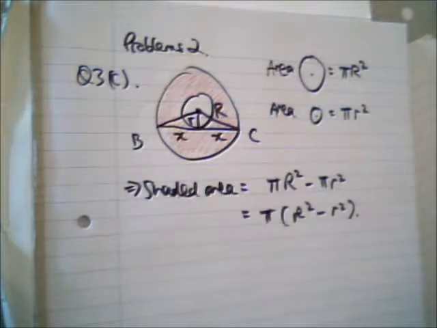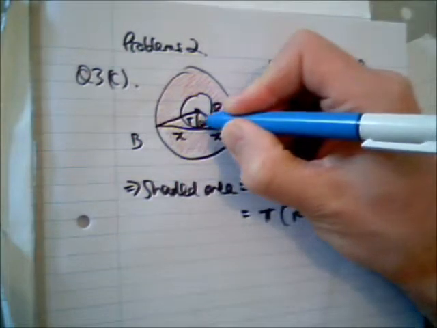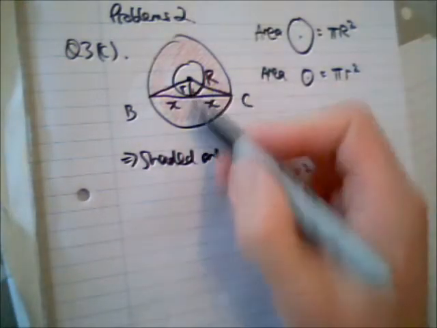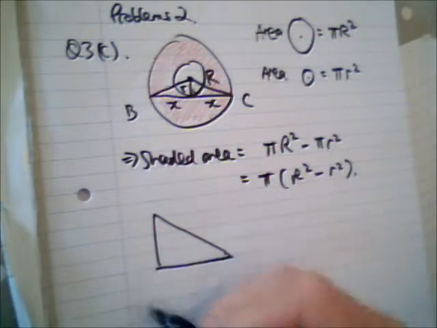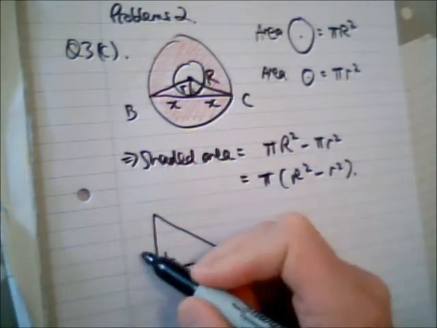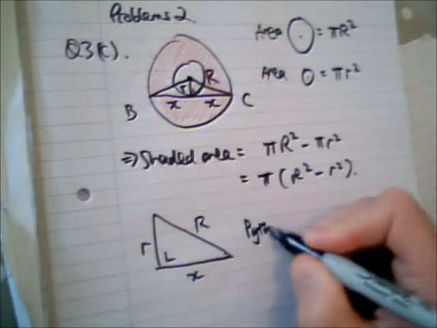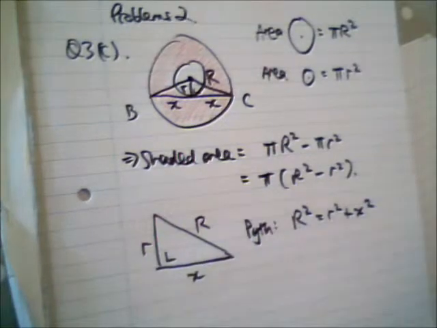this is where you need to be a little bit ingenious and spot that, as we said, this is the right angle triangle here. Because it's a right angle triangle, we can use Pythagoras' theorem. So let's just draw out that triangle again. So this is x, this is little r, and this is big R. So Pythagoras' theorem says that big R squared is little r squared plus x squared.